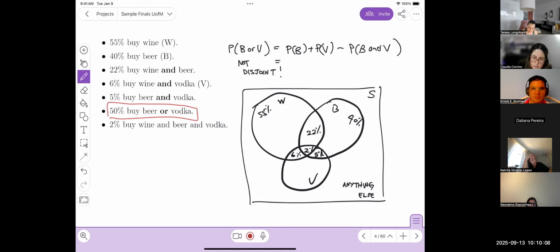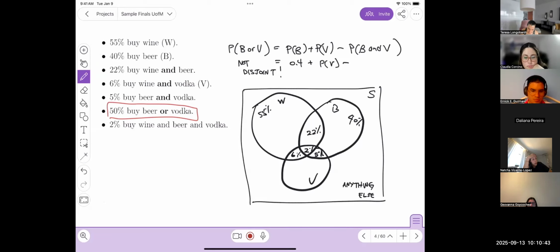What do you get? B we know. V we don't know. And B and V we know. Note also this 22 is the whole thing. So just this would be 20 because we know this is 2. Be careful how you draw it. That's how I've drawn it. If you drew it a different way where all the pieces are separate, that's okay too. Just be consistent.